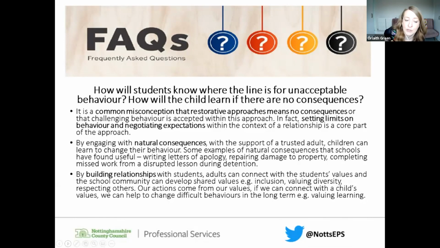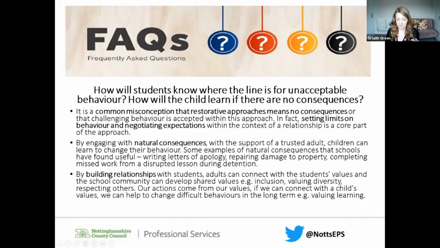And in the FAQs resource, there's lots of examples that school staff have shared of natural consequences they have used. So for example, writing letters of apology to someone that you have harmed or upset, repairing damage to property, and completing missed work from a lesson during detention. So the child would understand that they are doing the maths work because they didn't do it in the maths lesson, for example. So really good, I think, to have some practical examples from schools of natural consequences.